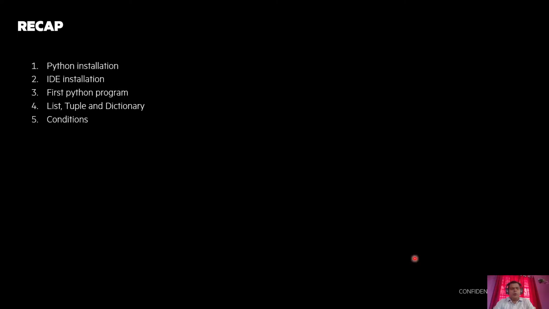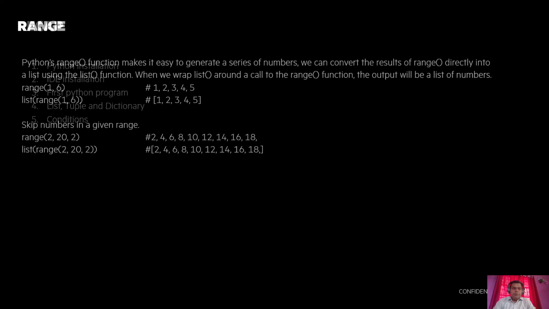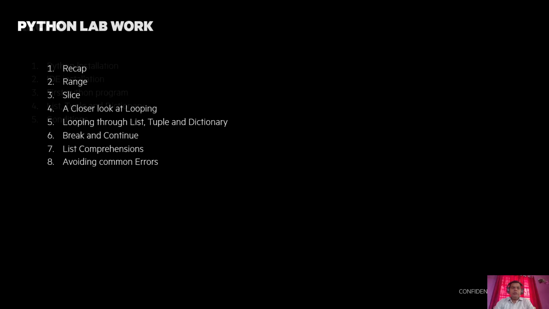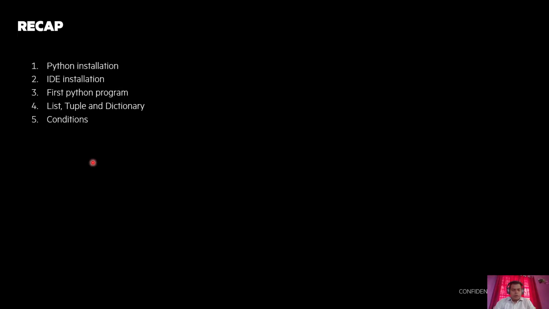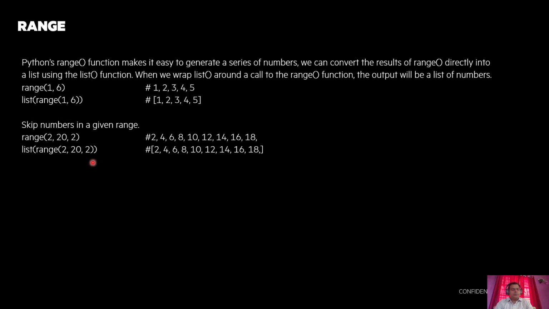Today we'll be talking about looping. But before going through the looping, we need to understand range, which is very important for looping. Also slice, which gives us the power to get data from an existing list. And then a closer look at looping, and how we can traverse through a list, tuple and dictionary, break and continue, go through list comprehension, and then how to avoid common errors. So let's get started. We'll start with the range.